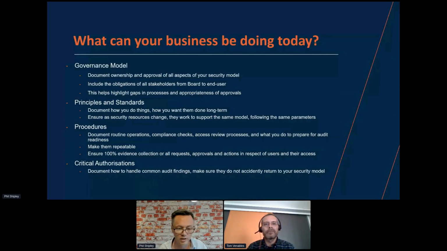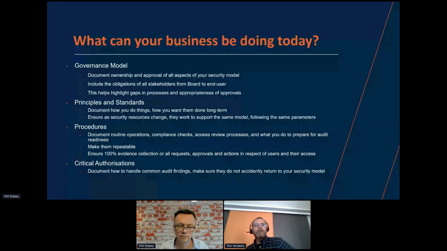And ensure 100% evidence collection for all requests, approvals, and any actions or changes flowing through your system. Ensure that your processes always include that evidence collection at every step. And then the critical authorizations. You may have previous audit findings, or findings that you are yet to address, but you know what auditors are looking for. Then document how you've removed those issues from your security model, and therefore show that you are constantly looking at that as you go forward.